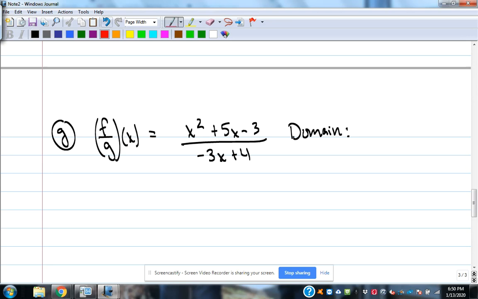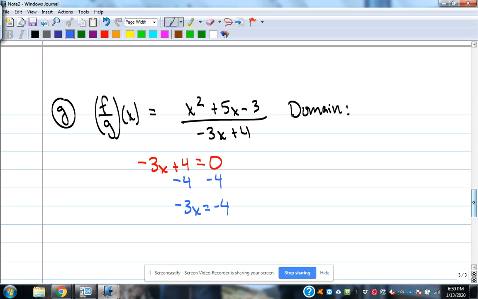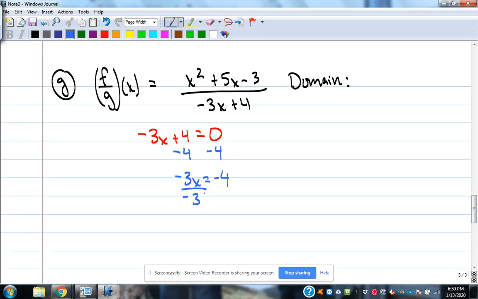How do you find the domain of that problem? Yeah, that's right. Take the bottom, negative 3x plus 4, set it equal to 0, and solve it. Minus 4. And divide by negative 3. 4/3. So the only x value that we can't have is 4/3.